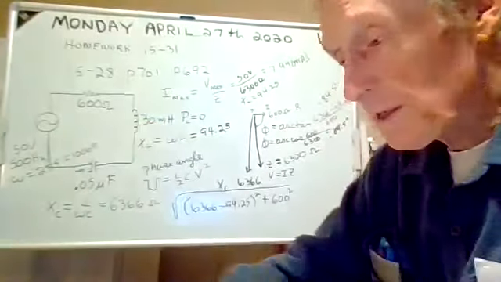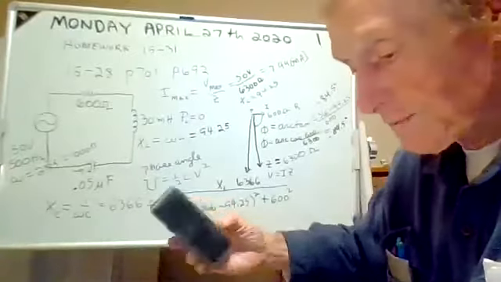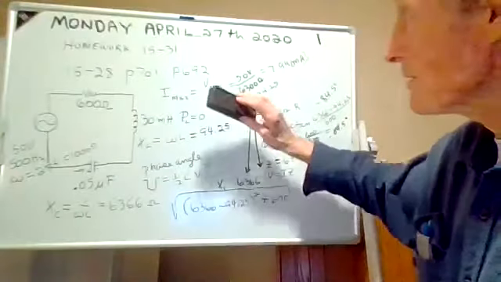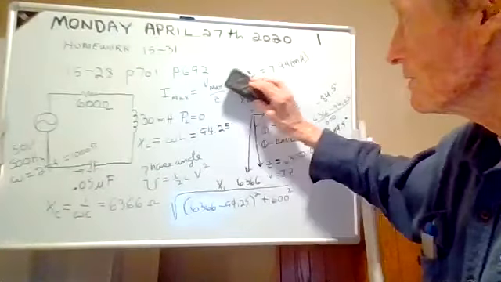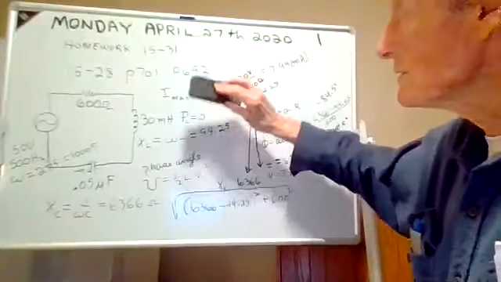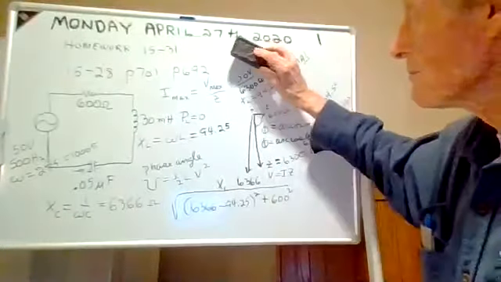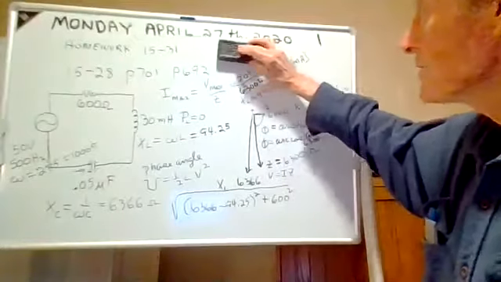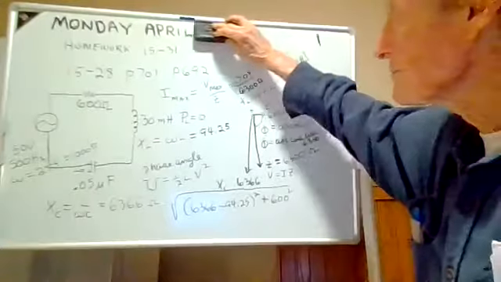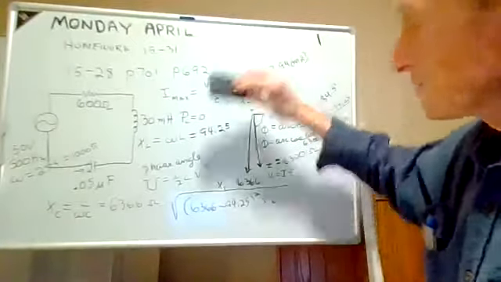So if you want the average power for this circuit, it's entirely in the resistor. Let me write that for you and we'll figure it. I just need some room. There's some room up here. Not much. We know what the date is. It's the 27th. There's a little room right there.